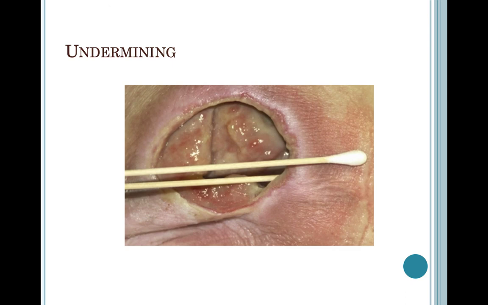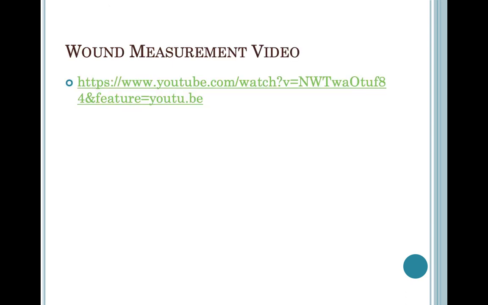Here's a picture that demonstrates what undermining looks like. So we can see there's a wound that's visible from the outer surface of the skin, but that cotton tip swab shows the dead space, the area of the damage that actually extends beyond the margin of the wound underneath the skin. Here's a video that you guys can watch that demonstrates the wound measurement technique using the clock method.